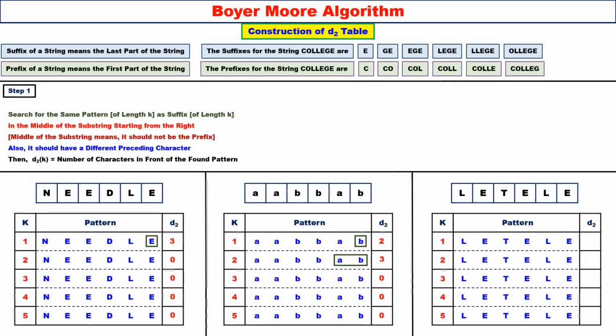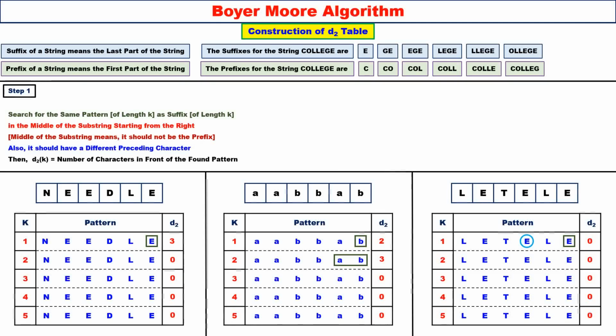Now, one more string we will take, LETELE, and the length is 6, therefore we have taken K values from 1 to 5. The D2 value should be initialized to 0, yes. First, K is equal to 1, suffix of length 1. E, search for E from the right. Where is E found? Just observe. Yes, E is found here.